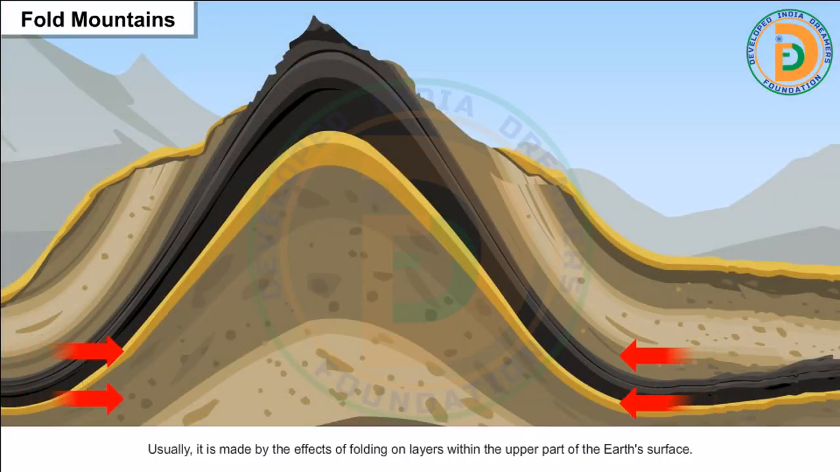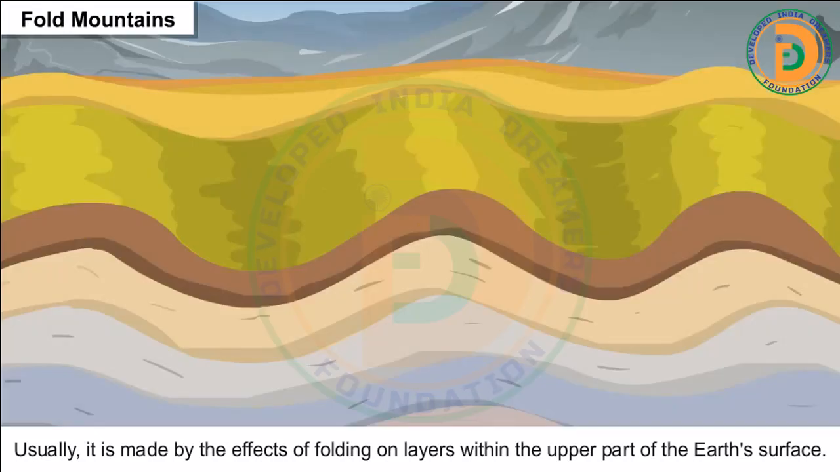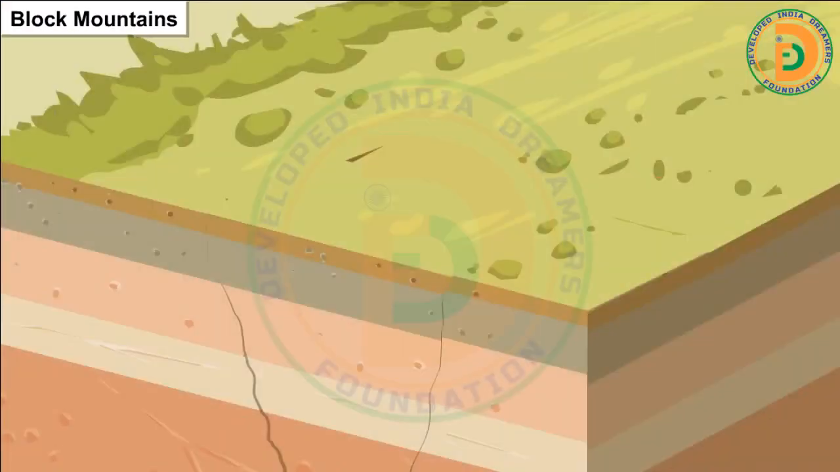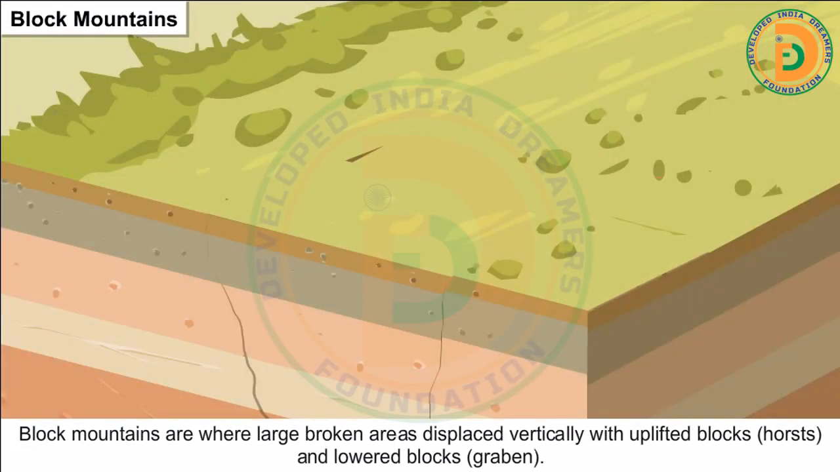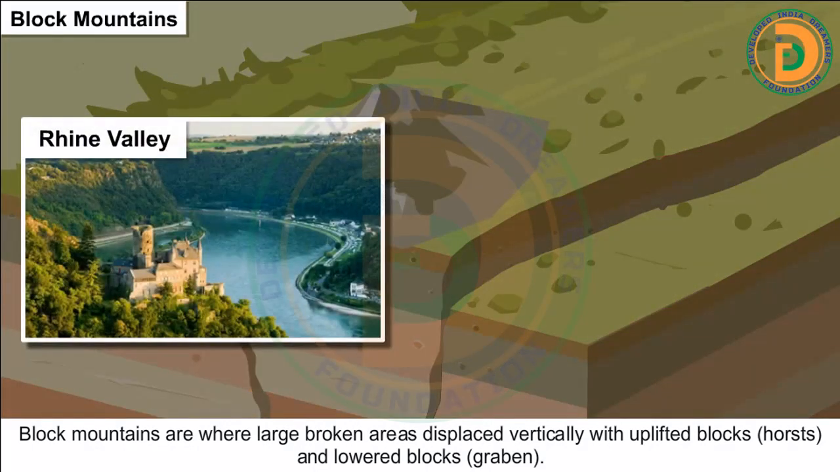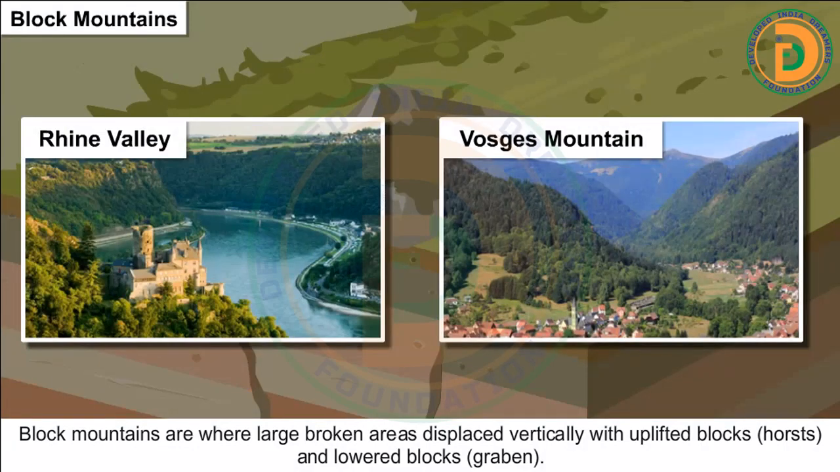Fold mountains. Usually, it is made by the effects of folding on layers within the upper part of the Earth's surface. Example, the Aravalli Range in India is one of the oldest fold mountain systems in the world. Block mountains. Block mountains are where large broken areas displaced vertically with uplifted blocks or horsts and lowered blocks graben. Example, the Rhine Valley and the Vosges Mountain in Europe.